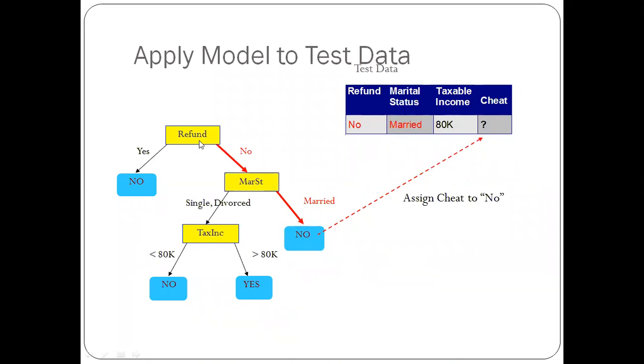So we have traversed from the root node. Initially, we checked the test condition refund. The refund is given as no, so we traverse the right path, and then the marital status given is married, so we traverse this one. Since we reach the end, that is a leaf node, we assign this leaf node's class label to this record. So this test data is classified with the class label no.